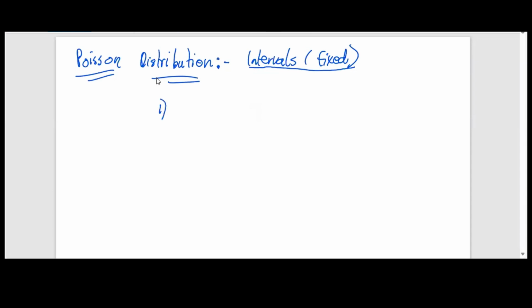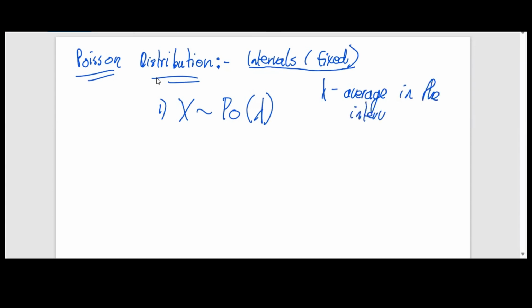So the first thing is your random variable. X follows Poisson, and the parameter for Poisson is lambda. Lambda is the average in the interval, whatever interval they give you. In any question, before they gave you what lambda was, they say on average, so they're basically giving you lambda. So pretty much that's it.